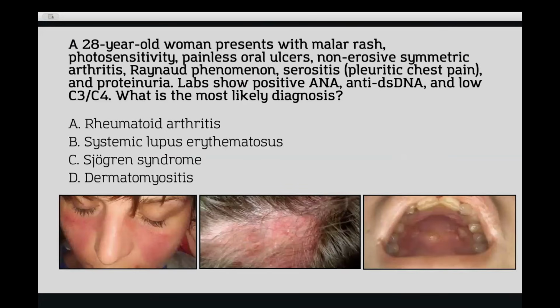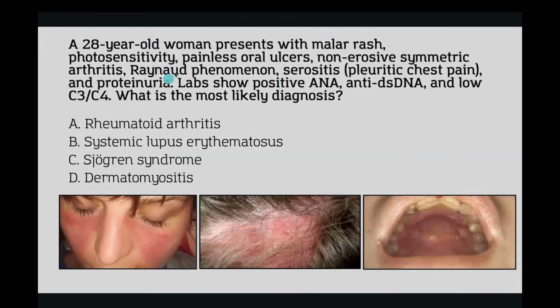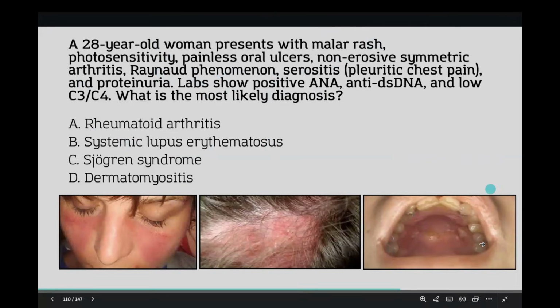Now, a 28-year-old woman presents with malar rash, photosensitivity, painless oral ulcers, non-erosive symmetric arthritis, Raynaud's phenomenon, serositis, and proteinuria. Labs showed ANA, anti-double-stranded DNA, and low complement. What is the most likely diagnosis? So this is SLE, malar rash, SLE. As you can see here, this is the malar rash, this is the oral ulcers.